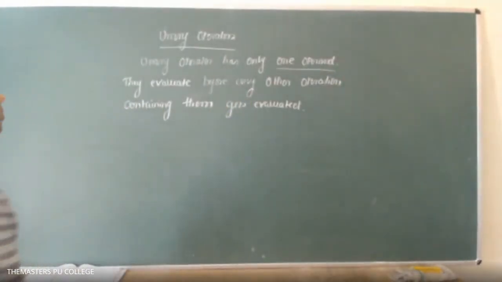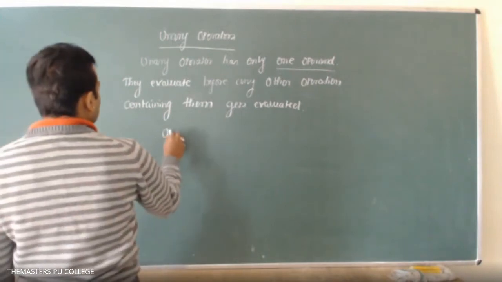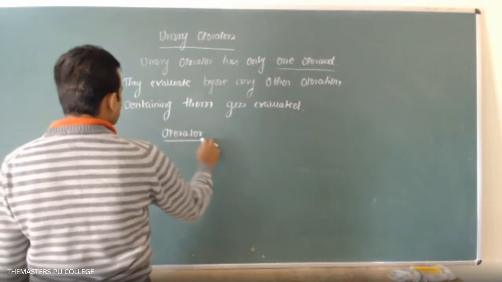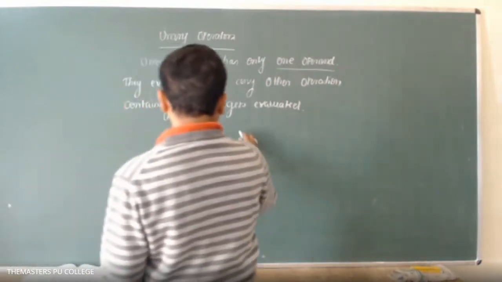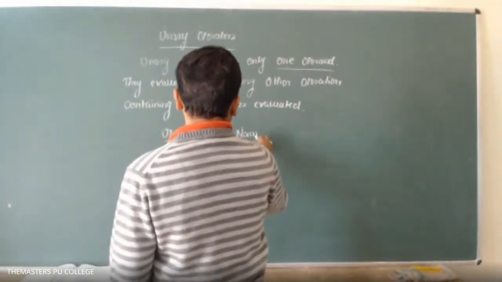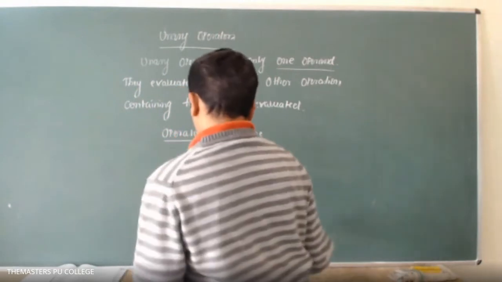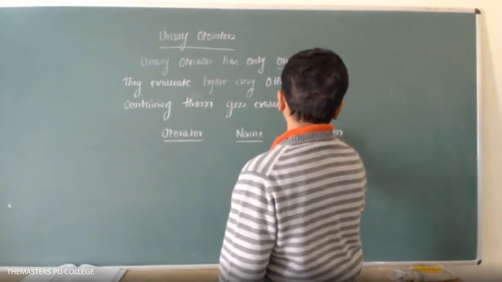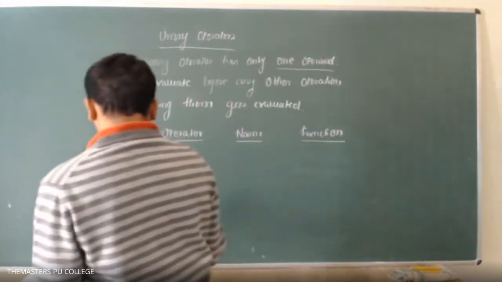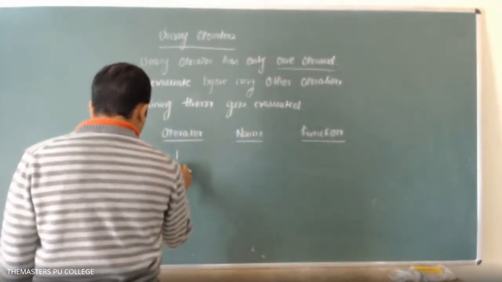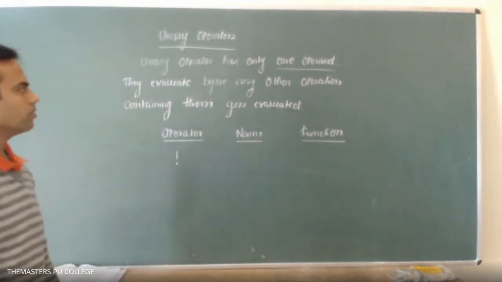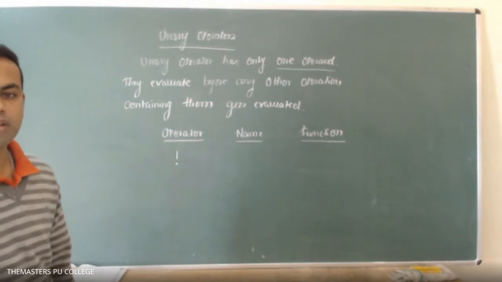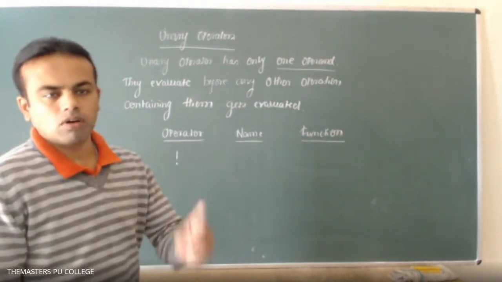Okay, so we'll look at which are the unary operators. Here is the operator. Make it 2 columns: the name, so what we call that operator, and then function. Function is nothing but the task it performs. Yesterday we gave an example for unary operators, right? So this is one of the unary operators which operates on only one operand.